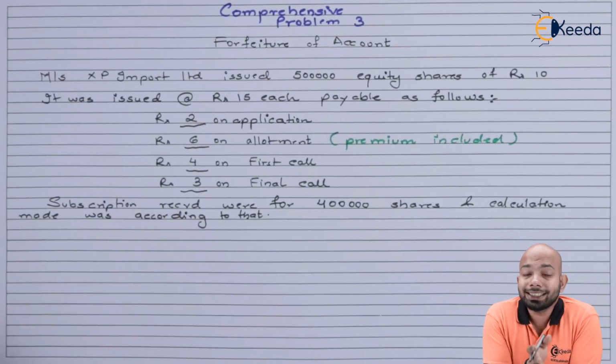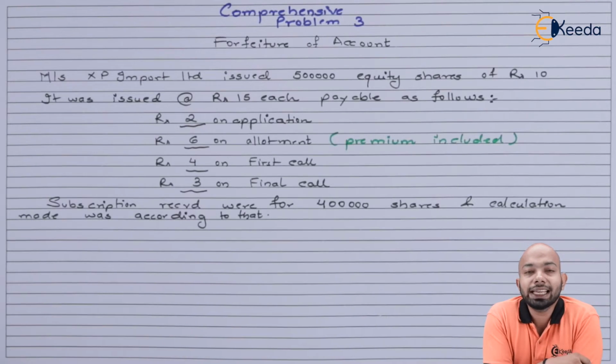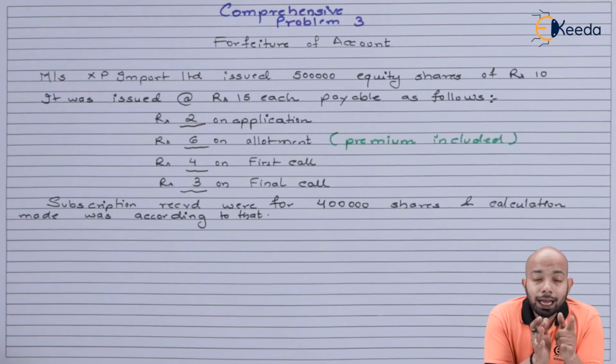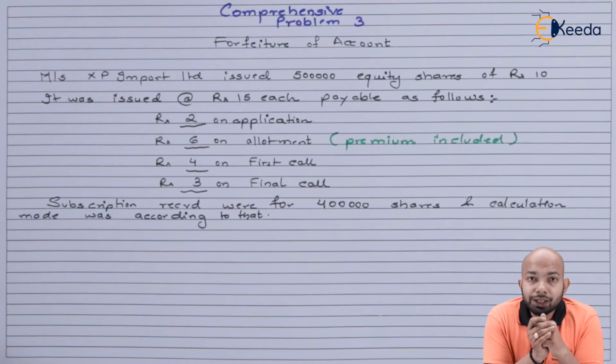Now, the subscription that they received was for 4 lakh equity shares. They had issued 5 lakh equity shares. However, the subscription received was only for 4 lakh, and accordingly the calculation was made. Now, let's go into the part of forfeiture here.